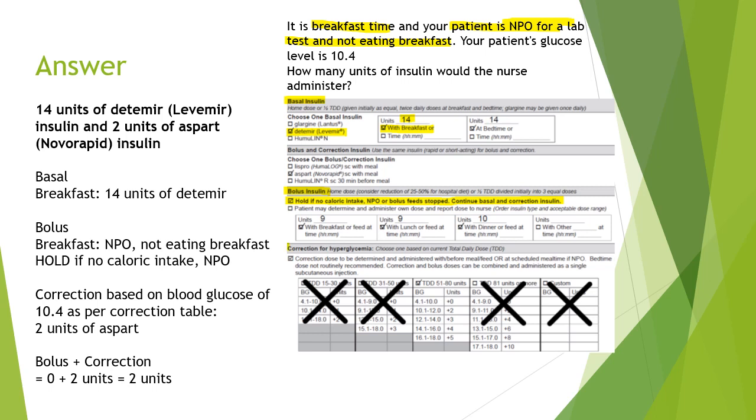So under the correction for hyperglycemia box, we'll take a look at what the level would be for the blood glucose of 10.4. So 10.4 is the second box there, between 10.1 and 12, which gives us 2 units. And remember that the bolus and correction insulin are always the same, so you're giving Aspart NovoRapid insulin. So the answer is 14 units of Detemir insulin and 2 units of Aspart NovoRapid. And remember that you're not giving any bolus dose because the patient's NPO, so just the correction.